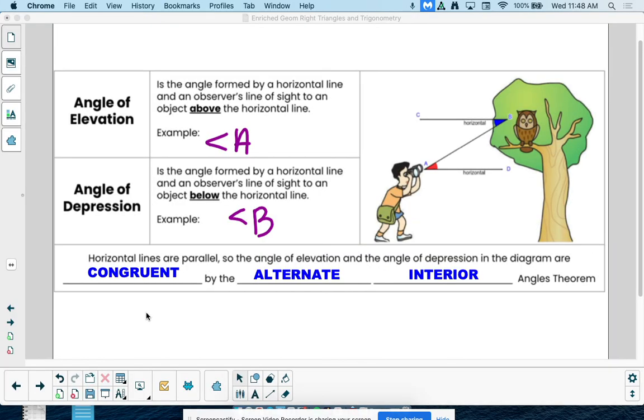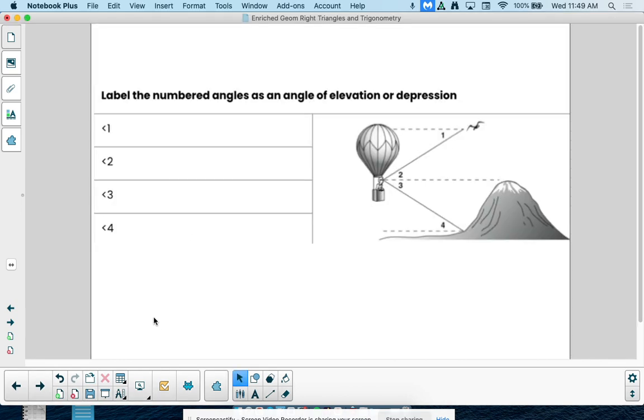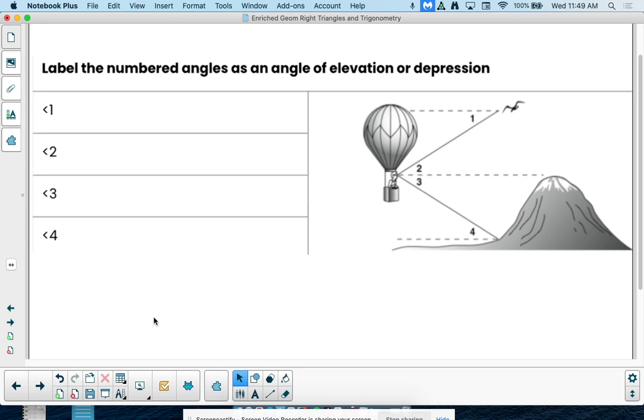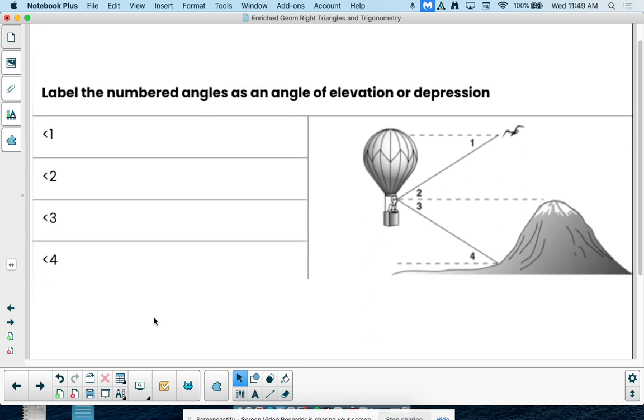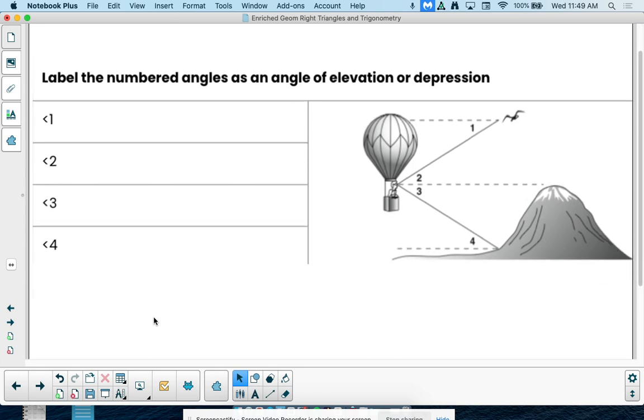Okay, does that make sense? We all get that down? Okay. So yes, there's some word problems today. Oh, I'm ahead of myself. Will you guys label these as angles of elevation or depression? And I'll catch up to you. Take a second to label these and then we'll rattle them off together.